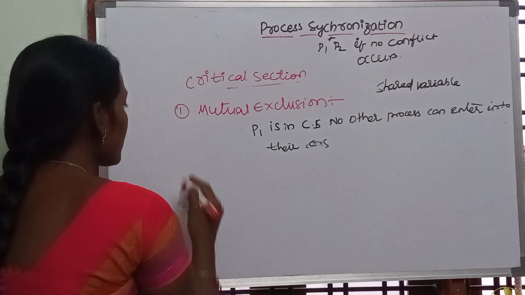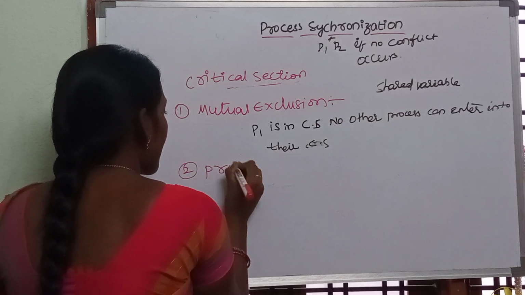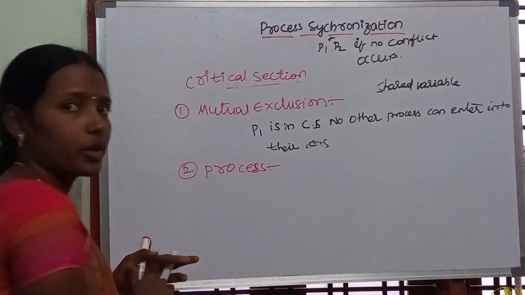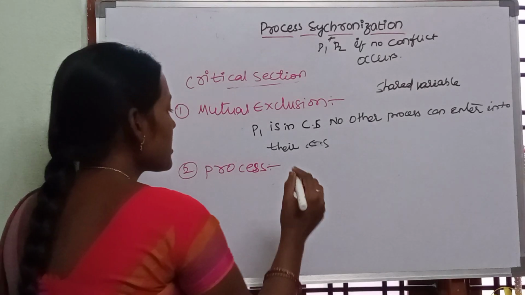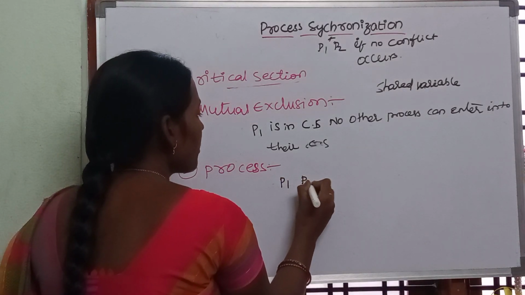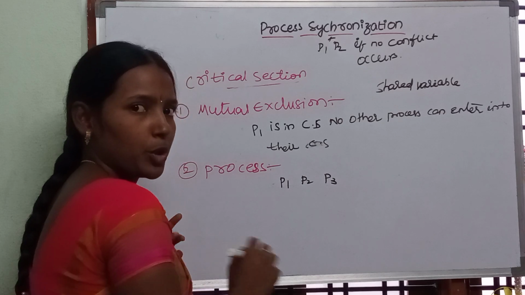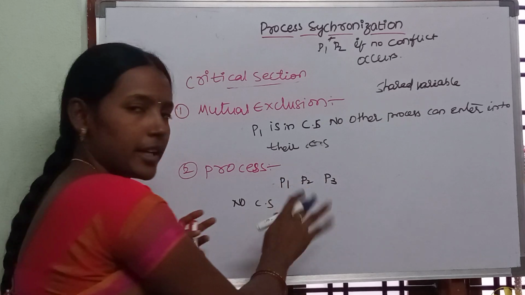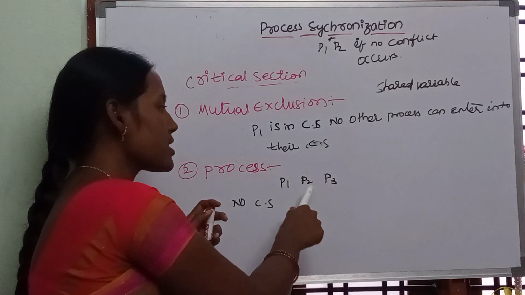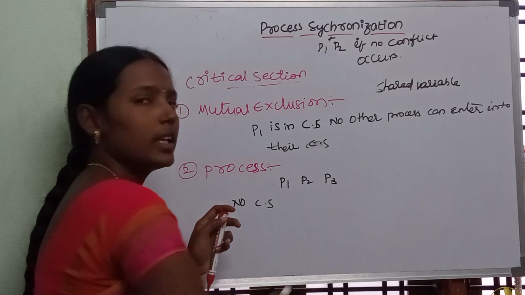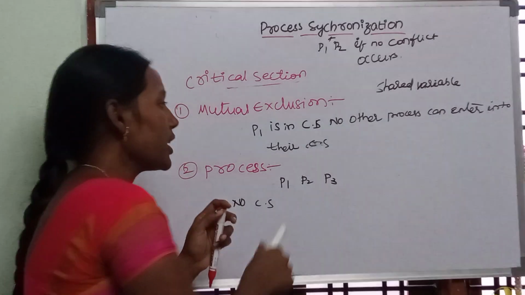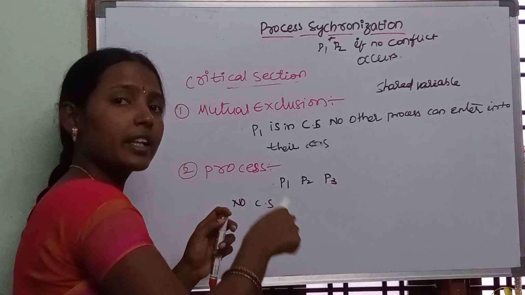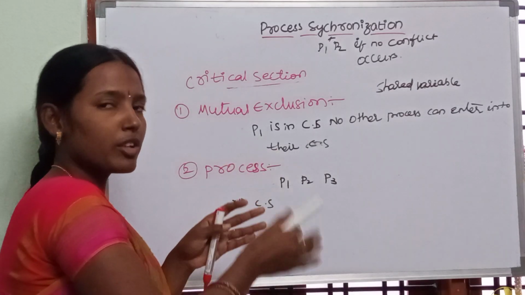Now the next one is progress. Progress is nothing but, consider there are three processes P1, P2, P3, right? Now no process is in its critical section. P1 is not in critical section, P2 is not in critical section, P3 is not in critical section. Now, if no process is in the critical section and any one of the processes is asking the system to enter into its critical section, the system will give the permission.